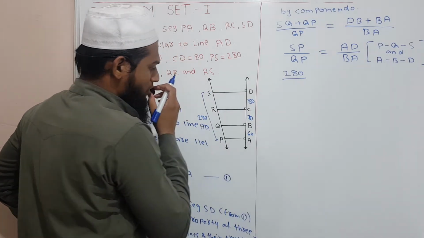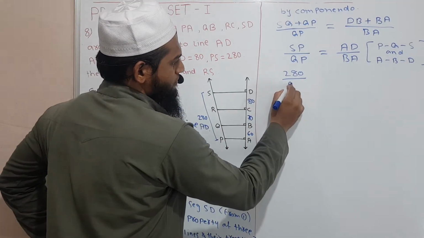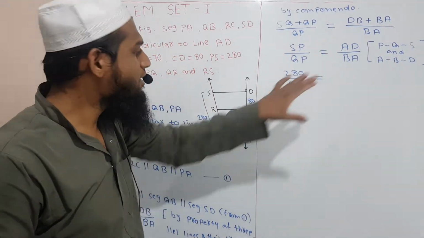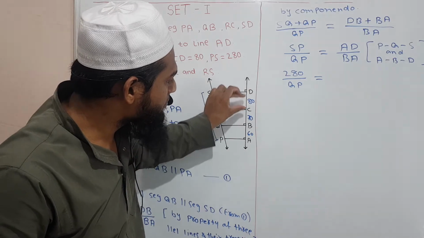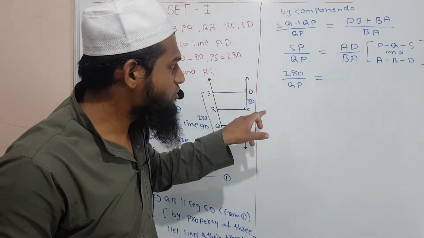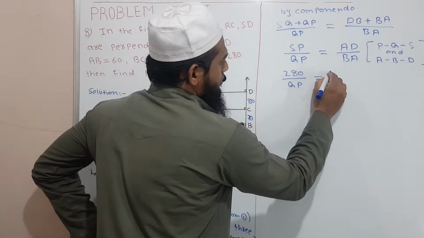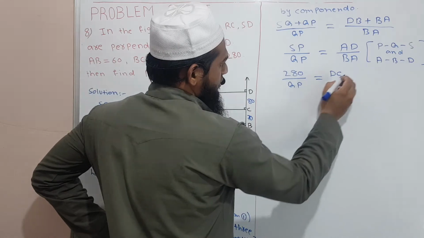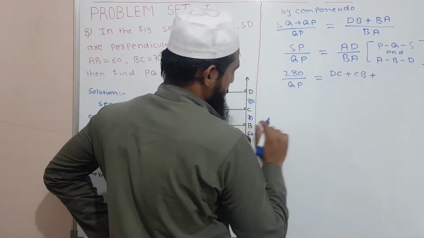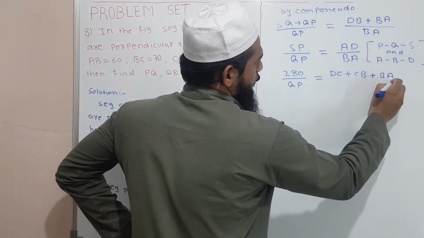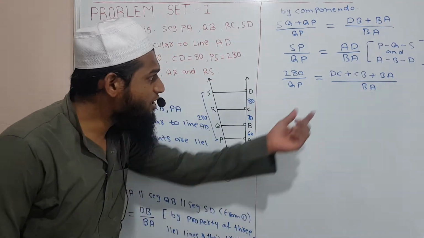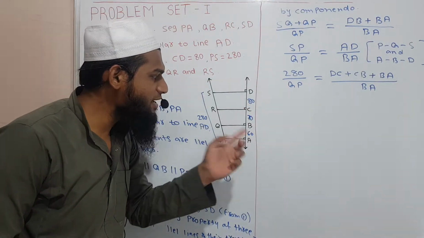280 upon the value of PQ, which we don't know, is equal to AD. If you observe, AD is the sum of CD plus BC plus BA. So we can write the addition of these in one step: CD plus BC plus BA upon BA.